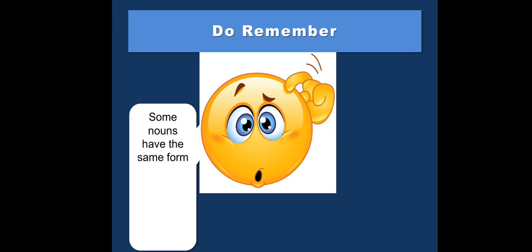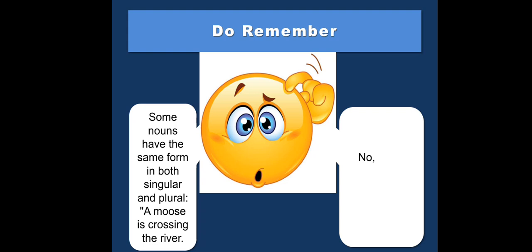Do remember, some nouns have the same form in both singular and plural, like moose. Moose is an animal in North America. If I say one moose or two moose or three moose or five moose or 10 moose or many moose, I won't use any s or es with it. Its singular form and its plural form are the same. Sheep, fish are other examples of such nouns.